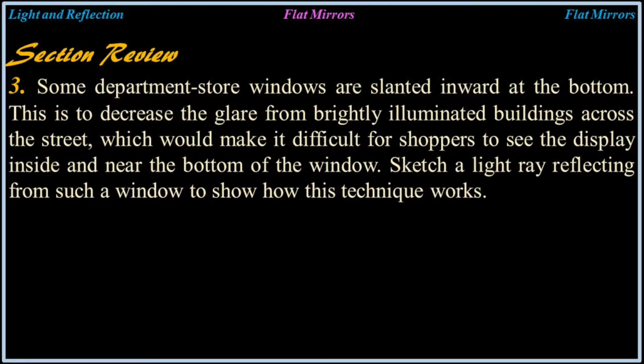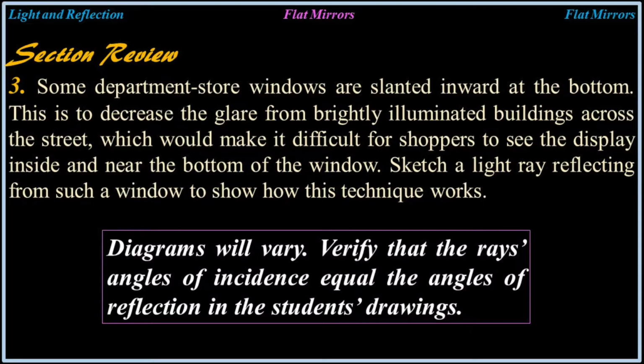Some department store windows are slanted inward at the bottom. This is to decrease the glare from brightly illuminated buildings across the street, which would make it difficult for shoppers to see the displays inside and near the bottom of the window. Sketch a light ray reflecting from such a window to show how this technique works. Diagrams will vary. Verify that the rays' angles of incidence equal the angles of reflection in the student's drawings.